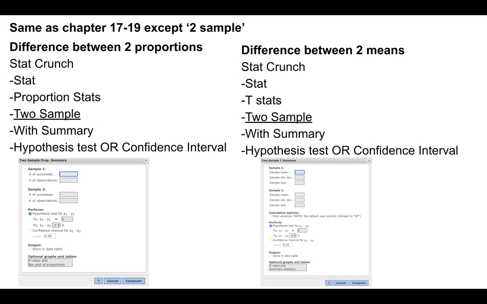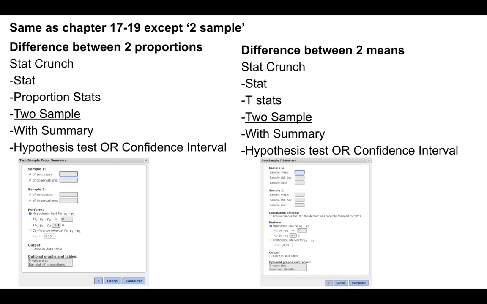So really, the only difference becomes, for example, for proportions, we're still going to go to proportion stats on StatCrunch. We're still going to do with summary. We're still going to do hypothesis test or confidence interval. The difference being that we're going to do two samples instead of one sample. And same thing with means. We'll still go to t-stats, but we'll choose two sample instead of one sample.